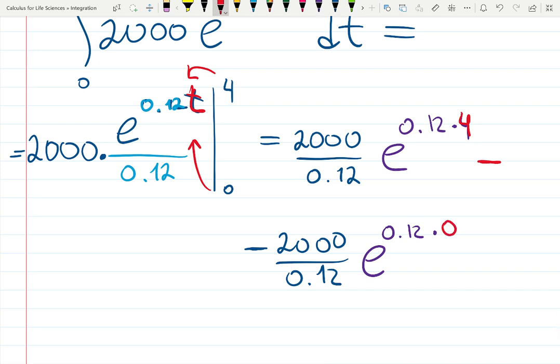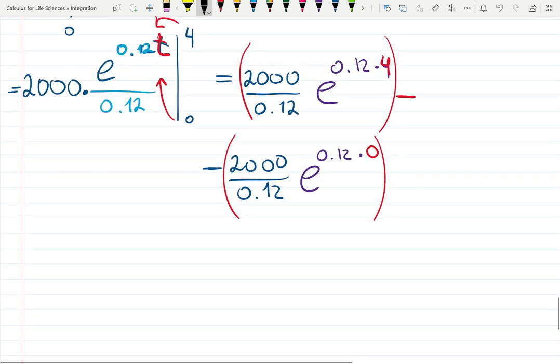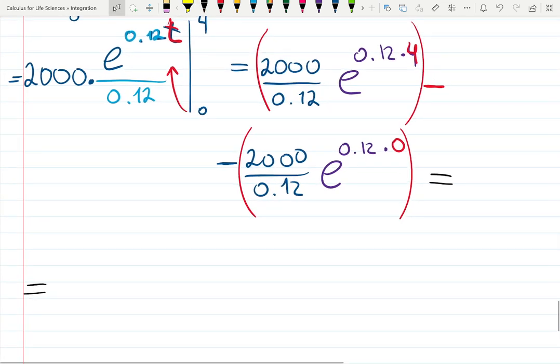Be careful, many students, and I will put parentheses everywhere. Many students immediately assume that the second term is 0. Is it true? No, e to the 0 is not 0. Many people freak out during the test and give me 0 over here, and I have to take points off. The second term is not 0. e to the 0 is 1.